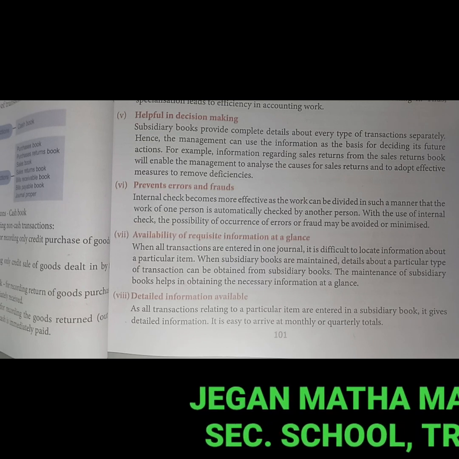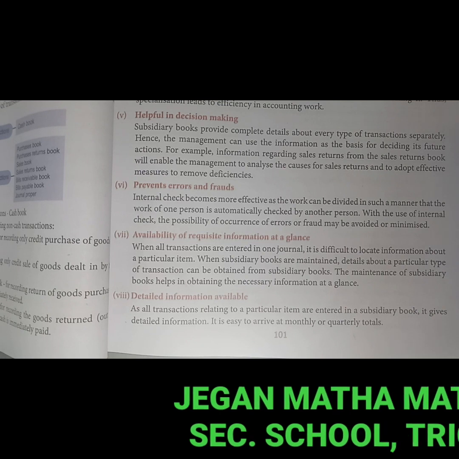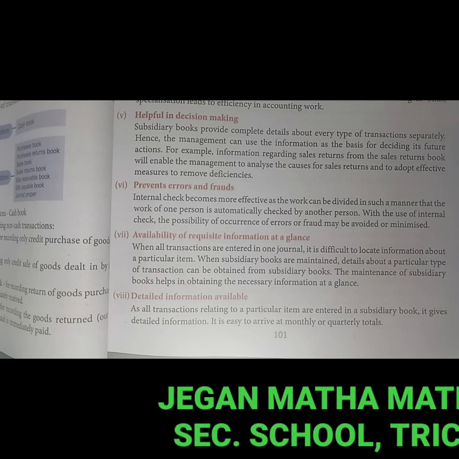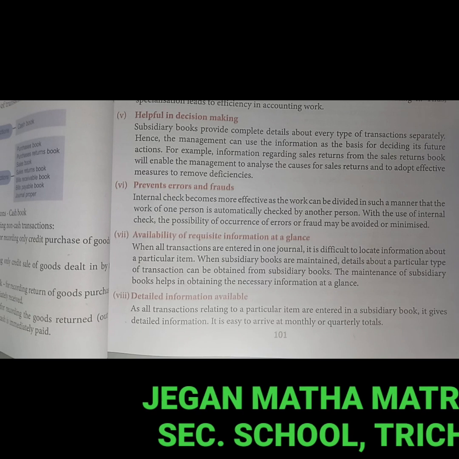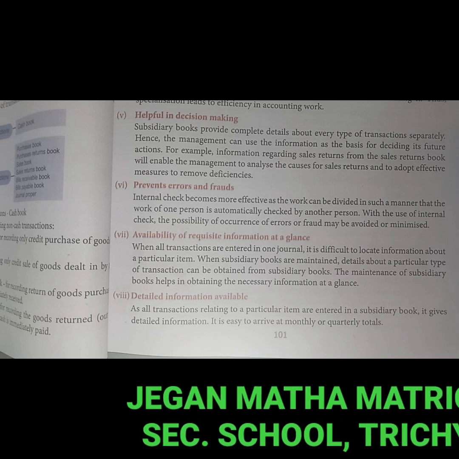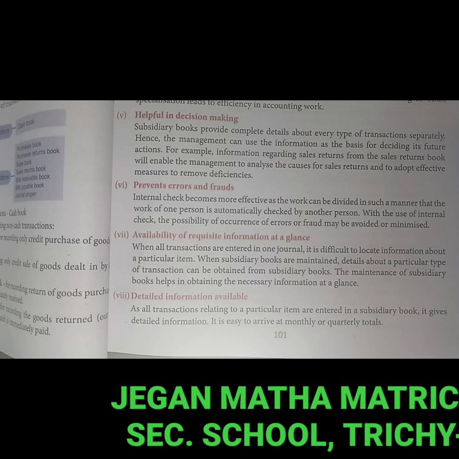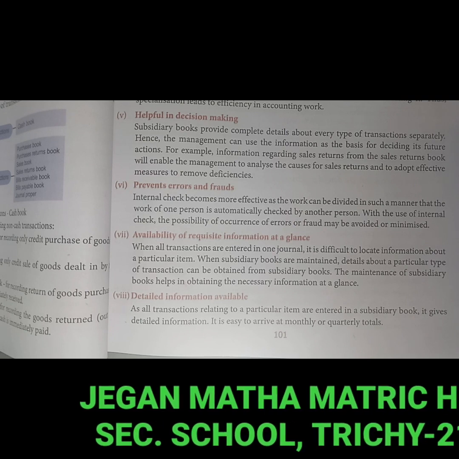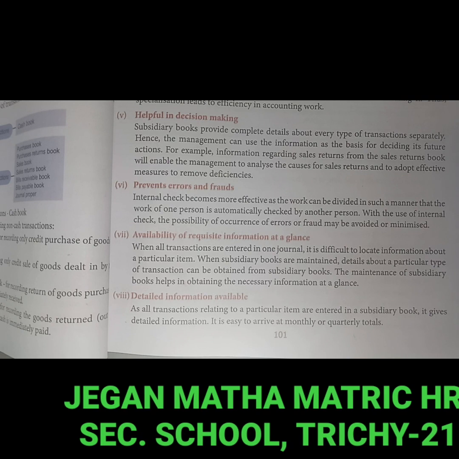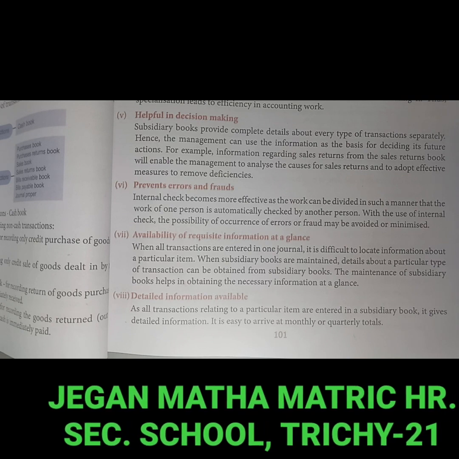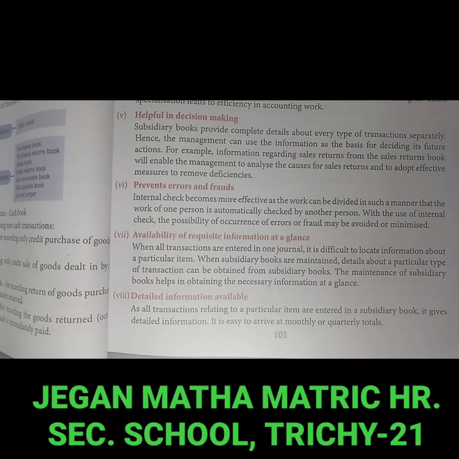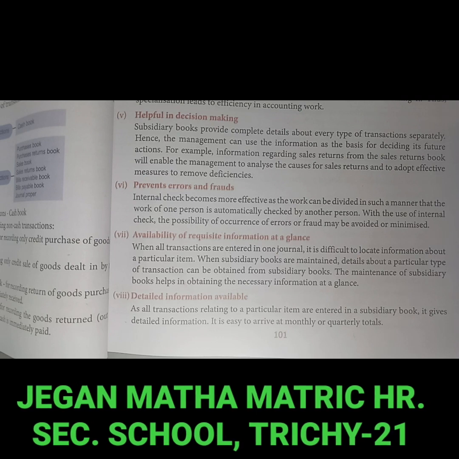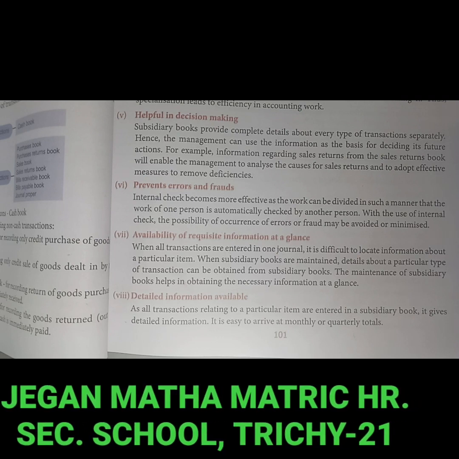The next point, detailed information available. All the transactions relating to a particular item are entered in the subsidiary book. For example, all credit purchases are entered in the purchase book, and all credit sales are entered in the sales book. So it gives detailed information, and it is easy to arrive at monthly or quarterly totals.